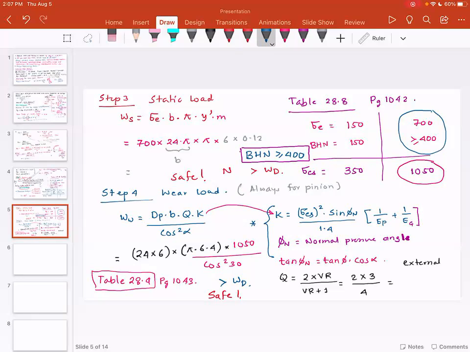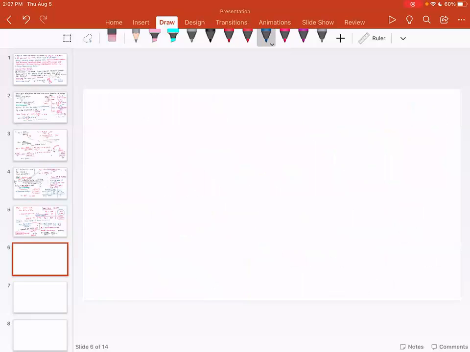Any questions here? Any questions on the design steps? The next part is shaft design, and I'm gonna go very slowly in shaft design.